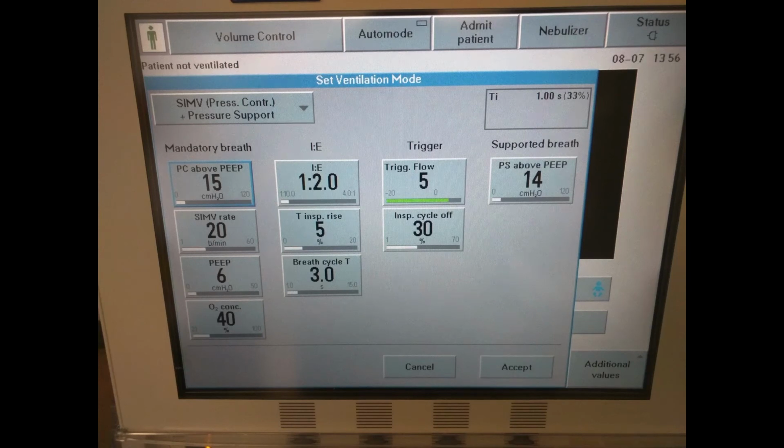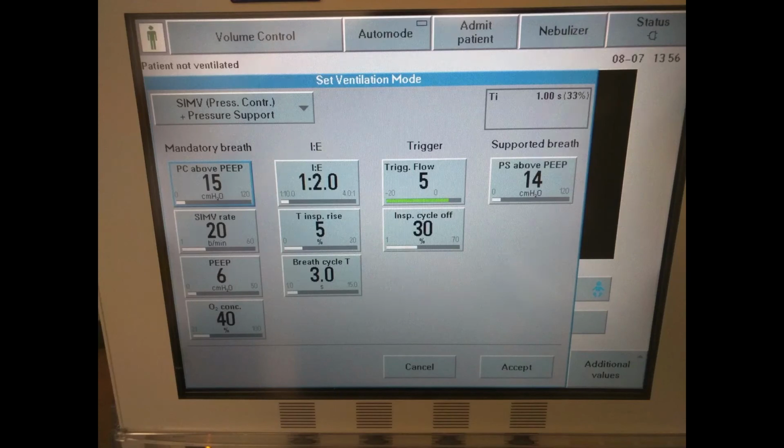The pressure support is exactly the same as you would find in SMV PRVC with pressure support, and generally we're setting that to about 12 to start off with. For some reason the ventilator sets this to 20, which is far too high, because if you're setting a PEEP of 5 or 6, that's going to give a peak pressure of 25 or 26. So generally I would set the pressure support to 12, regardless of whether I'm using SMV PRVC with pressure support or SMV pressure control pressure support.